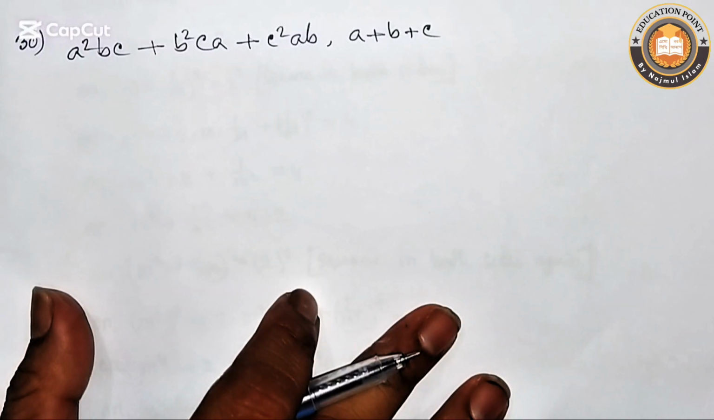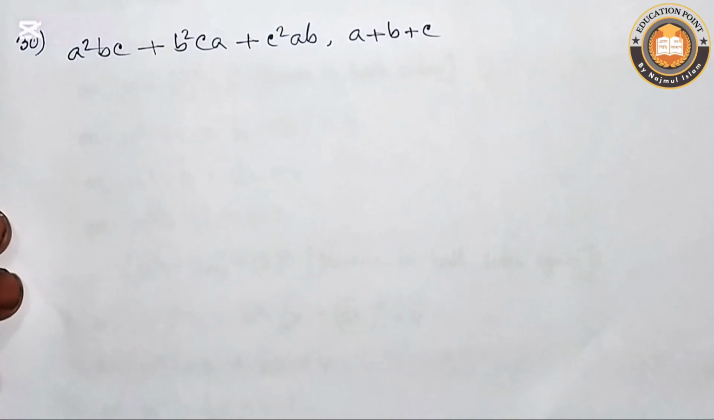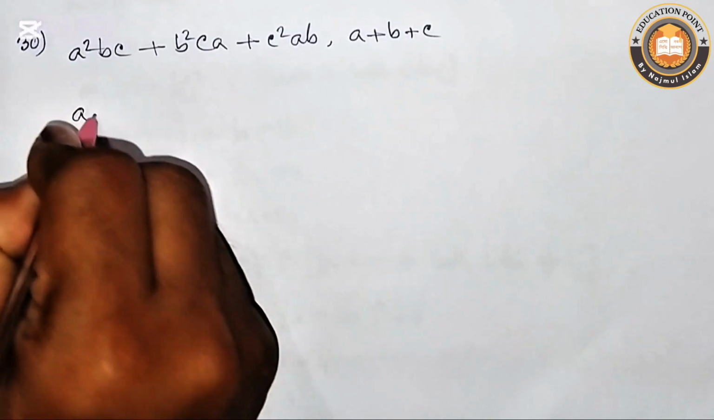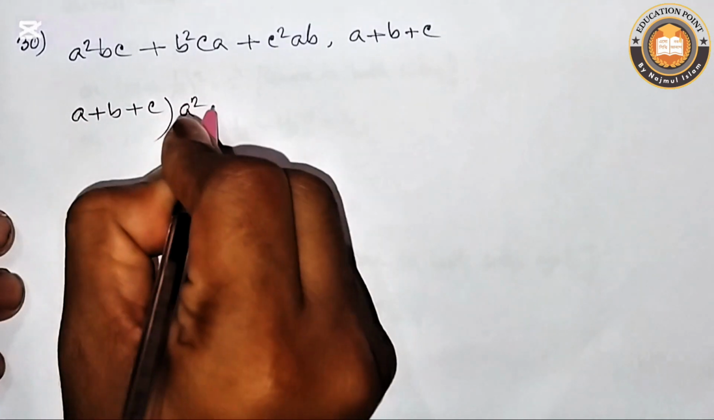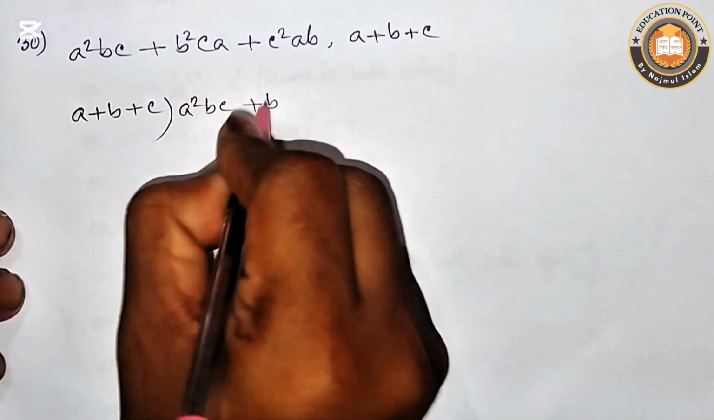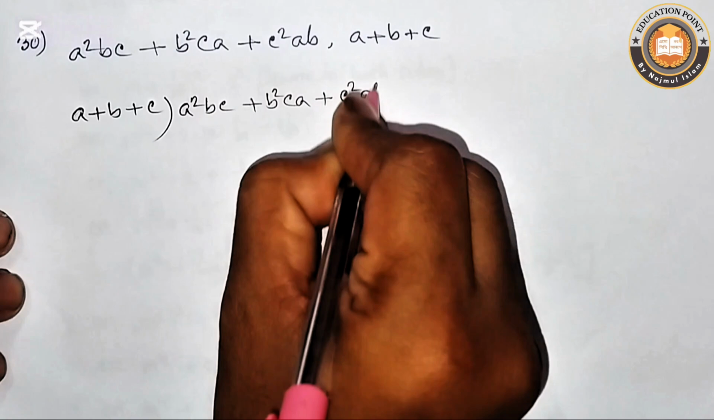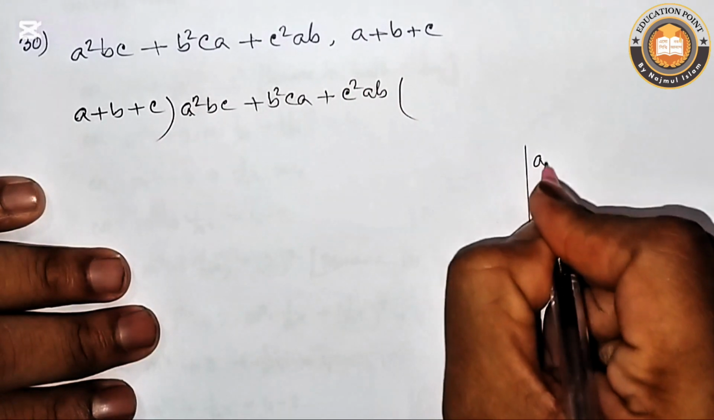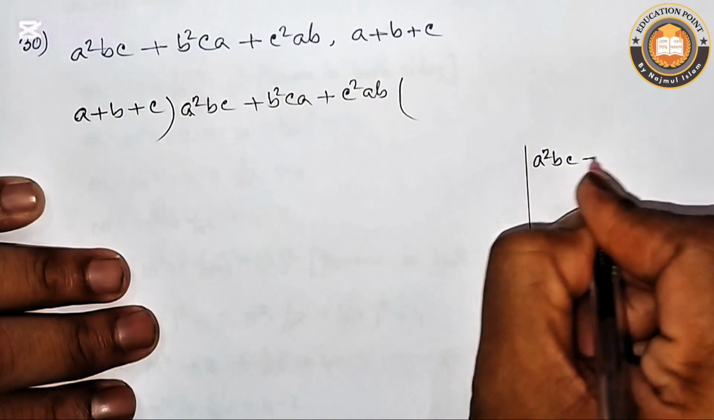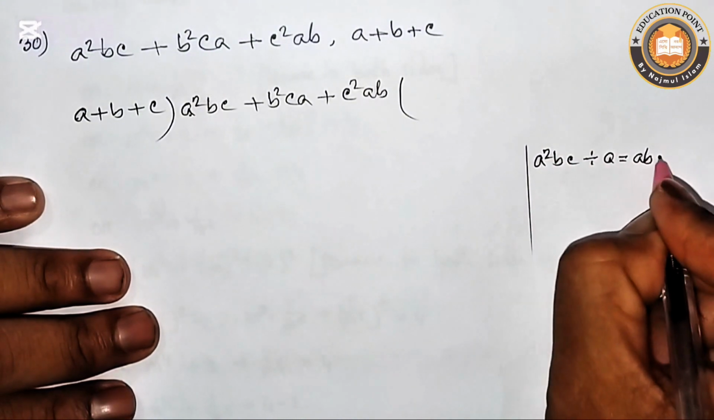Question number 30. (a²bc + b²ca + c²ab) divided by (a + b + c). At first, a²bc divided by a equals abc.